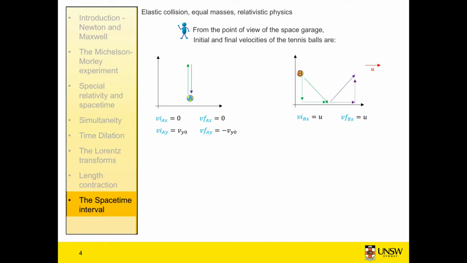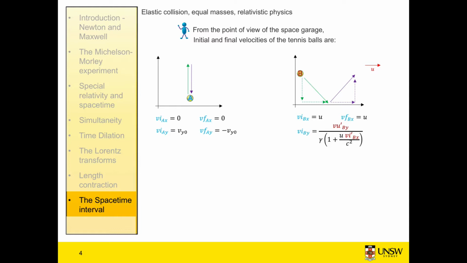To find the velocity of the ball B in the y direction, as seen by the mechanic, we do need to do our Lorentz transform. We know that to do a velocity transform in the y direction, for an object moving in the y direction, when its reference frame is moving in the x direction, we get this equation.